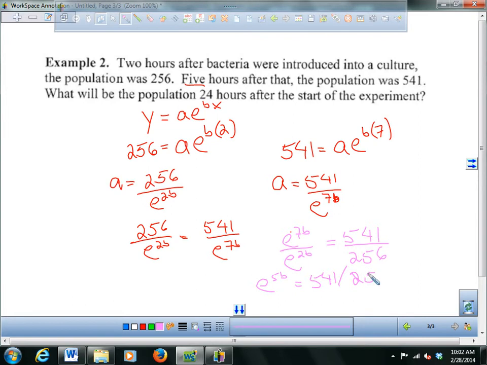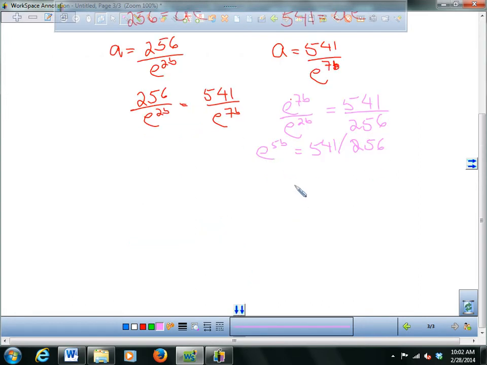Over 256, and then I can ln both sides, and that gives me that 5b equals ln of 541 over 256, and then I divide by 5, right? Divide both sides by 5, and I get b equals this. Now, you're not done yet, not even close yet, okay?